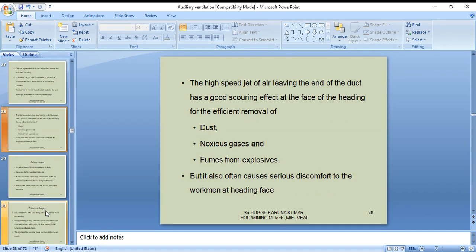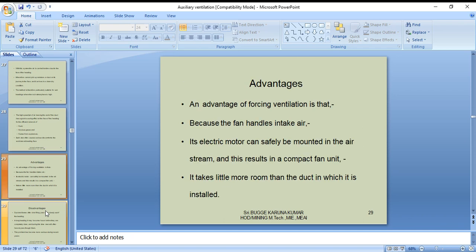The high-speed jet of air leaving the end of the duct has a good scouring effect at the face of the heading for the efficient removal of dust, noxious gases, and fumes of explosives. But it also often causes a series of discomforts to the workmen at the heading face.